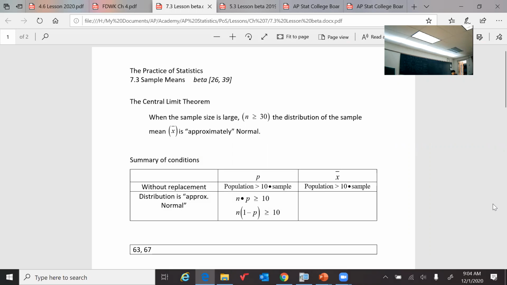Now what? You want this to be approximately normal. If it's a proportion, 10 times p hat has to be greater than or equal to 10, and 10 times 1 minus p hat has to be greater than or equal to 10. If it's a mean, n has to be greater than or equal to 30. That was what was in today's lesson. Okay? So we're going to pause the video, and you're going to go to problems 63 and 67.